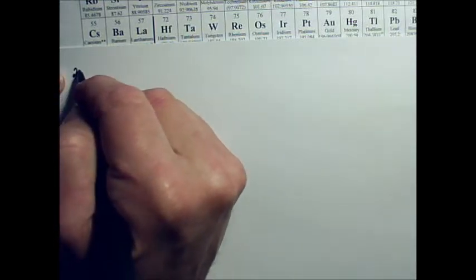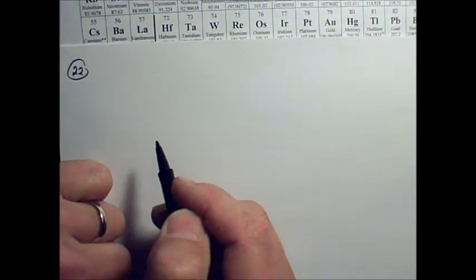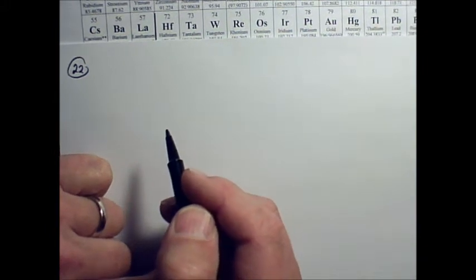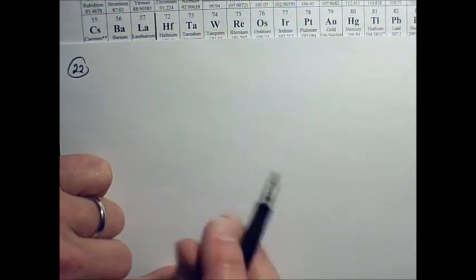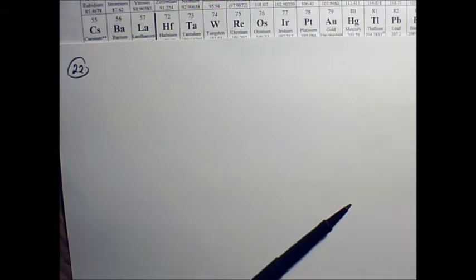So number 22 on your practice exam is all about electron configurations.